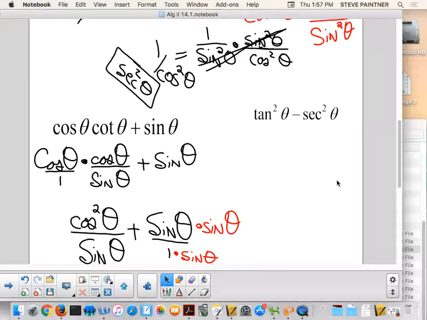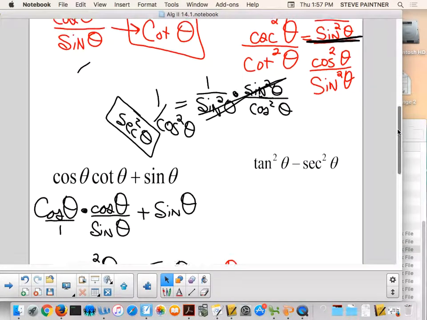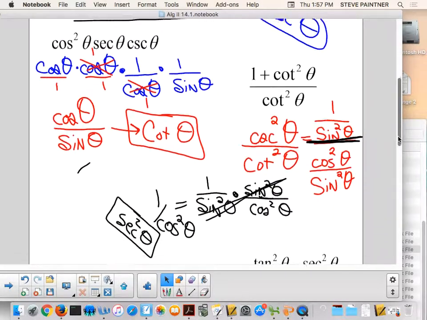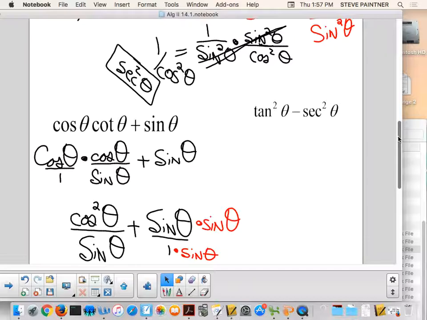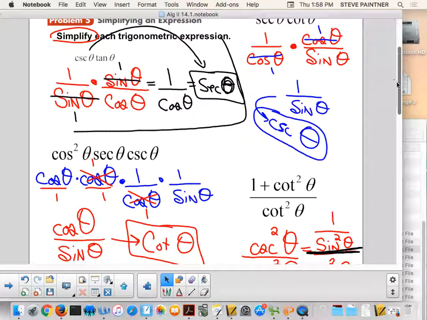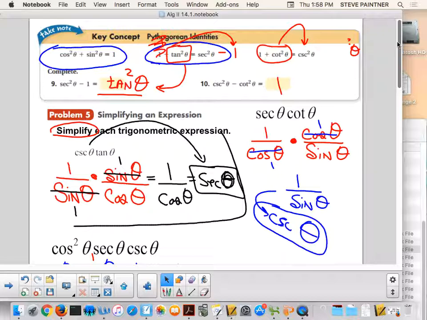Okay, this one says tangent squared minus secant squared is what? Some of you might be good enough to just tell me the answer. Is it 1? No. Negative. It is. Hey guys, take a look at this. We're talking tangent squared minus secant squared. You should be thinking Pythagorean. Go up to the identity up there, tangent secant, and look at it. It says right there.